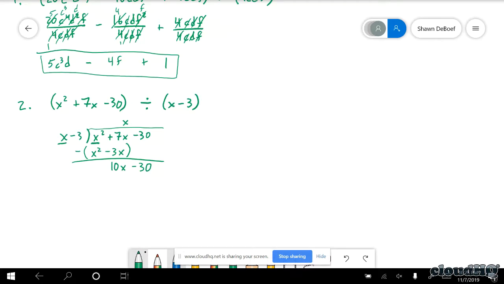And now we repeat the process. So we're trying to say, well, what do we have to multiply x by to get the first term, the 10x? Well, I have to multiply it by 10. So that's a positive 10 I put up above the constant. And then take 10 and multiply it throughout. 10 times x minus 3, that's 10x minus 30. And then I have to subtract that from what I have above. 10x minus 10x goes away. Negative 30 minus a negative 30, that's like negative 30 plus 30, it becomes a 0, meaning there is no remainder. So the answer to the problem was what we had up above the division sign there, x plus 10.